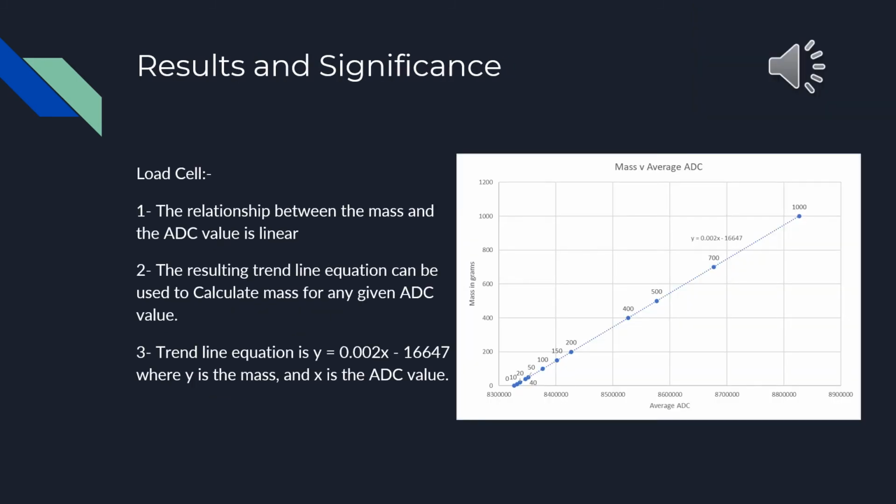Upon analyzing the load cell data, we see that the relationship between the mass and the ADC value is linear. The resulting trendline equation can be used to calculate mass for any given ADC value. In our analysis, we got the trendline equation for load cell calibration as y = 0.002x - 16647, where y is mass and x is the corresponding ADC value.